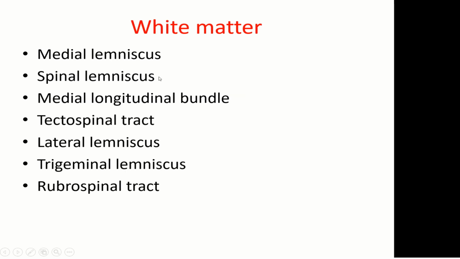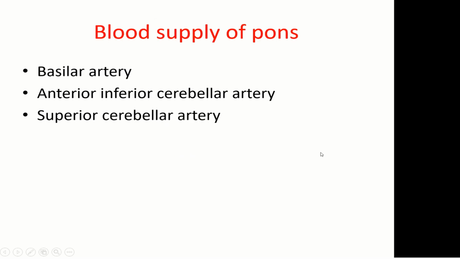Then if you go to the white matter, I've already shown you in the diagram: medial lemniscus, spinal lemniscus, medial longitudinal bundle, tectospinal tract, lateral lemniscus, trigeminal lemniscus, and rubrospinal tract, almost seven. Then coming to the blood supply of the pons, it is the basilar artery, which is present in the basilar sulcus. It gives three sets of branches: the paramedian branches, which supply the paramedian area; the short circumferential branches, which supply the anterolateral surface; and the long circumferential branches, which supply the posterolateral surface of the pons.